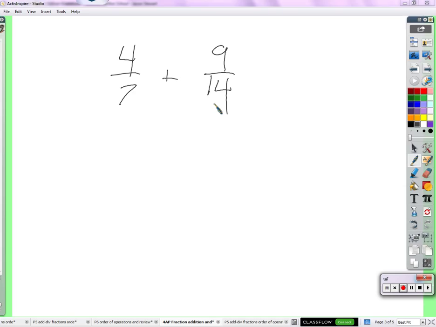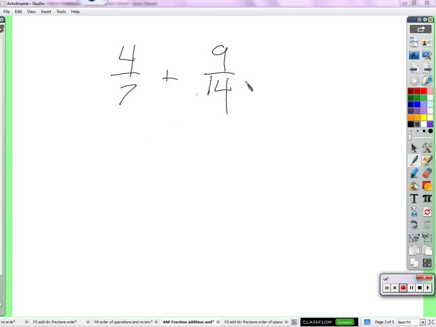It's not the 4 and the 9 that's making the problem. We got a 7 and a 14. So this is how many we have, and this is what it is. What does it mean, 7th? What's a 7th? It's a piece of a whole. It's a whole that's been cut into 7 pieces. 7 of these makes 1 thing.